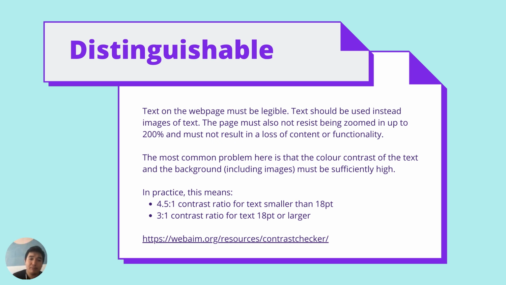So the most common problem that happens in distinguishability is the color contrast of text and the background, including images. That contrast must be sufficiently high. So in practice, this means a 4.5 to 1 contrast ratio for text smaller than 18 points, or 3 to 1 contrast ratio for text 18 points or larger. So what this link does is it takes you to a contrast checker, and you can test various different colors.